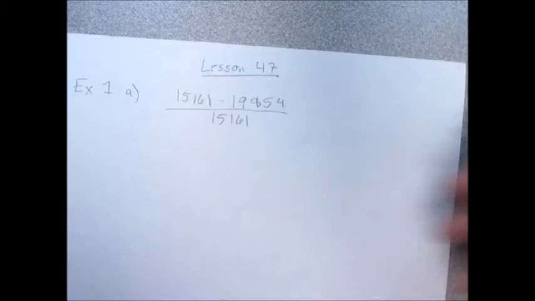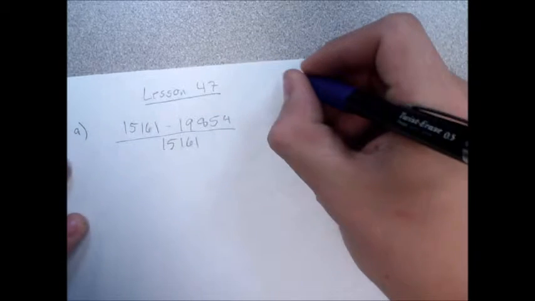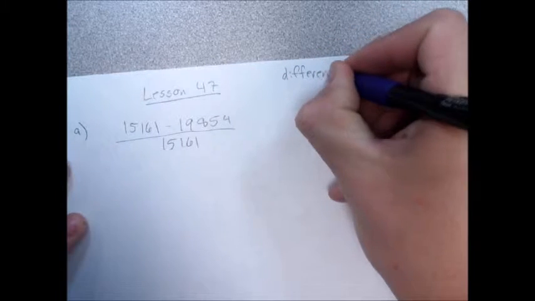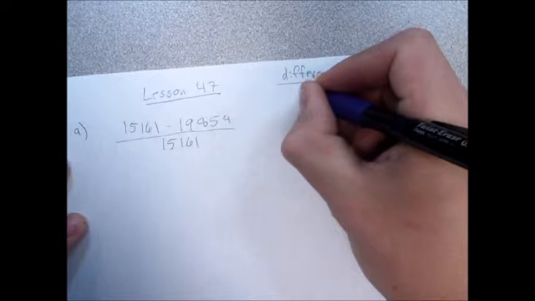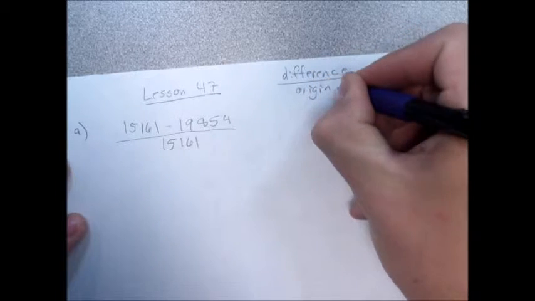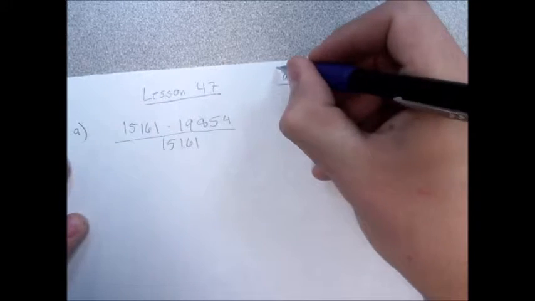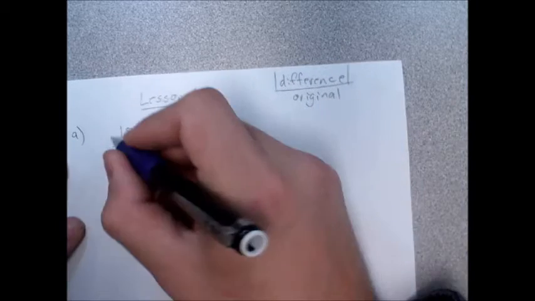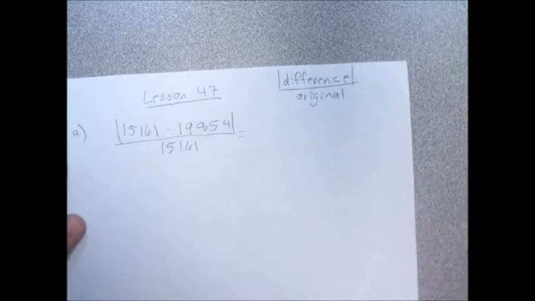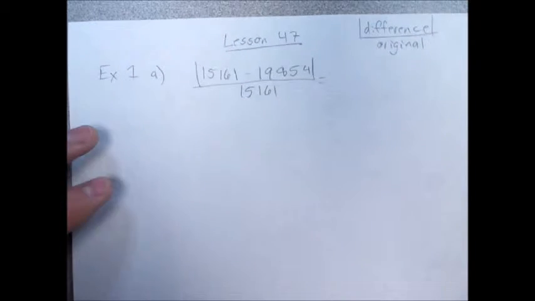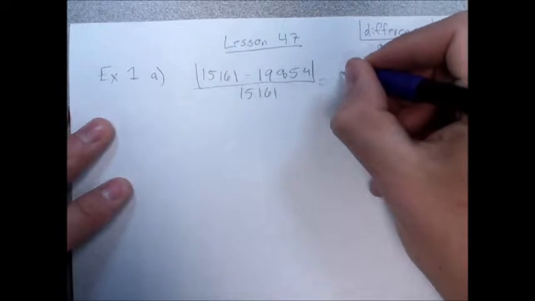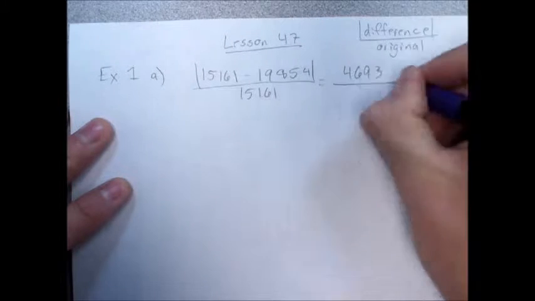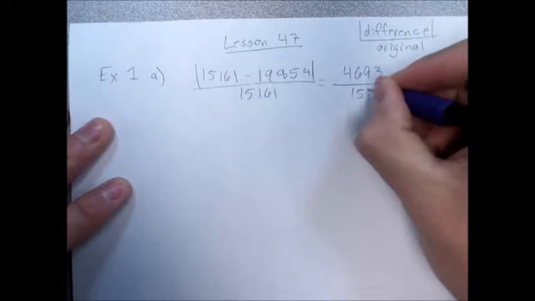So we find the difference over the original. Write down that formula. You can add it to your formula sheet. We want the difference over the original. Most of the time, we'll talk about the absolute value of the difference, so add that into your formula: absolute value of the difference over the original. For the top, the absolute value is going to be 4,693, and on the bottom, of course, that hasn't changed at all.